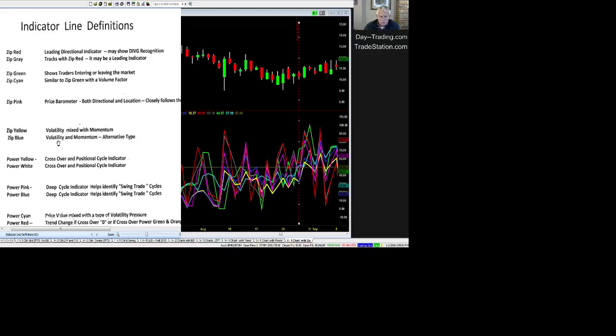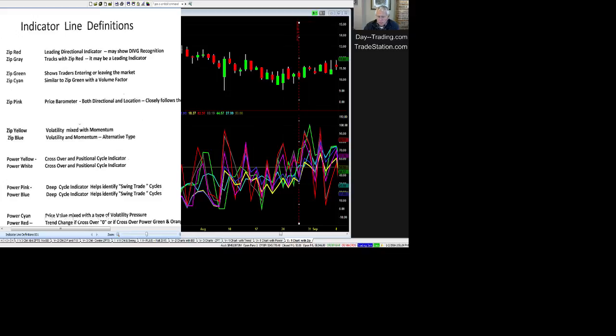Zip yellow and blue are volatility and momentum indicators mixed together in a way, and from that perspective, they're sensitive to what's going on, or what will be going on tomorrow. And when I say that, I think of daily charts, because I most of the time reference daily charts, and we're on a daily chart right now.